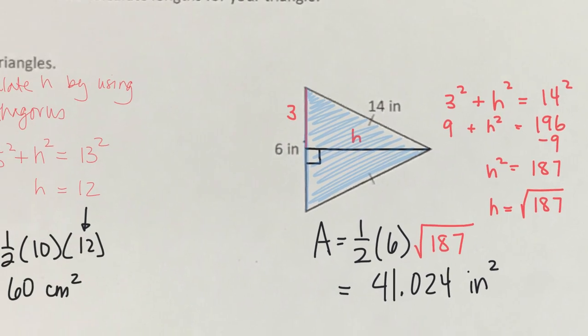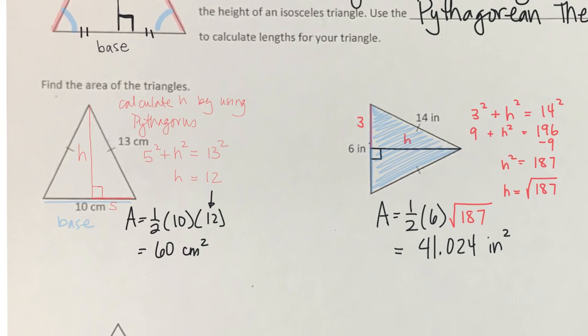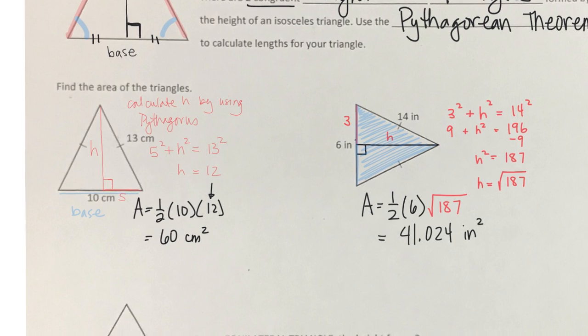Okay, so this is good for all isosceles triangles. You're going to calculate the height most of the time by using the Pythagorean theorem. And then you're going to take that height in order to calculate the area.